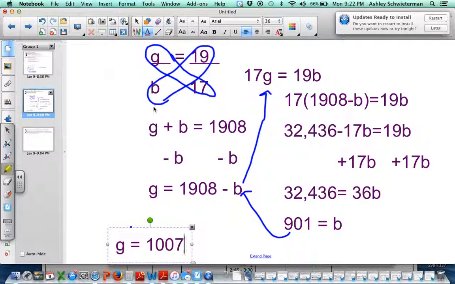So for a ratio, you set up a ratio as one of your equations, but you need to make sure you cross multiply and get it into a standard equation. And then you're going to have to use substitution.